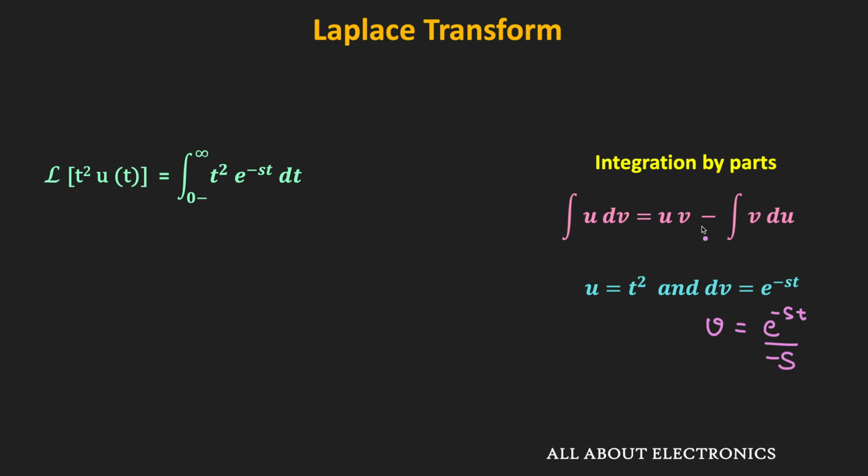So as per this formula, our first term will be equal to t square times e to the power minus st divided by minus s, and here the integration limits will be from 0 to infinity. When we put the limit as infinity, then e to the power minus st will become e to the power minus infinity, and that is equal to 0. And when we put the limit as 0, then t square will become 0. That means for both the limits, the value of this term is equal to 0.